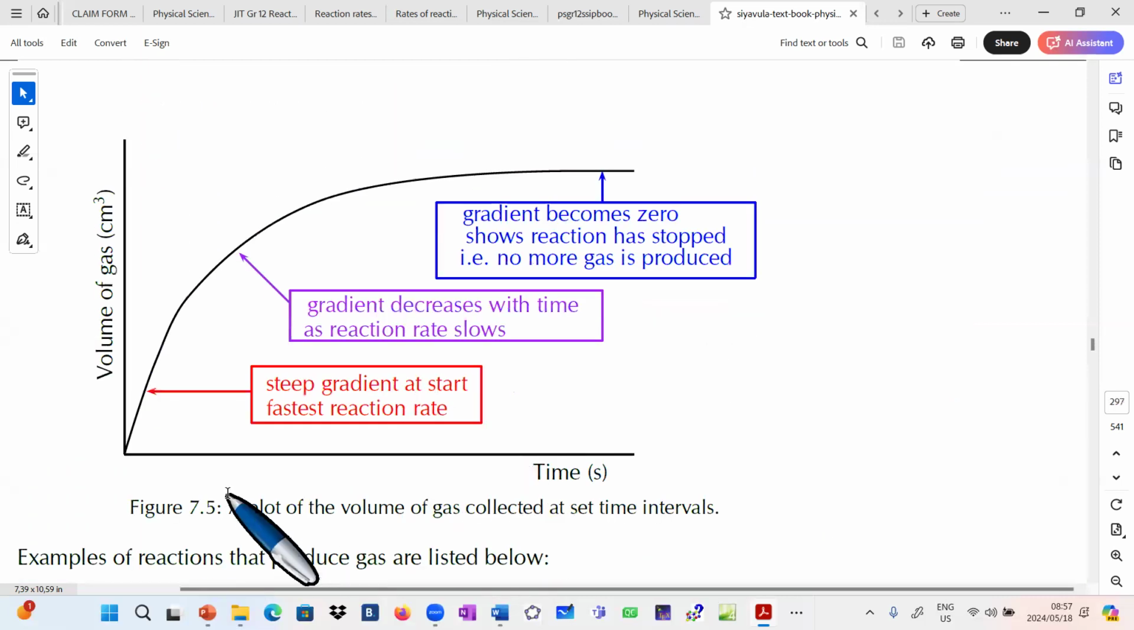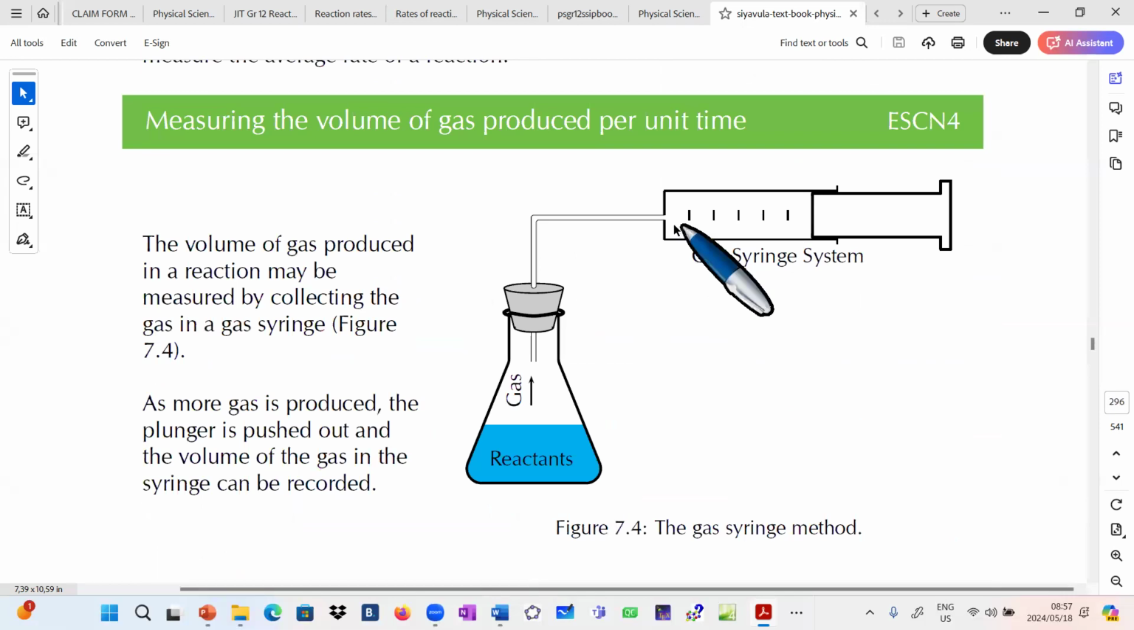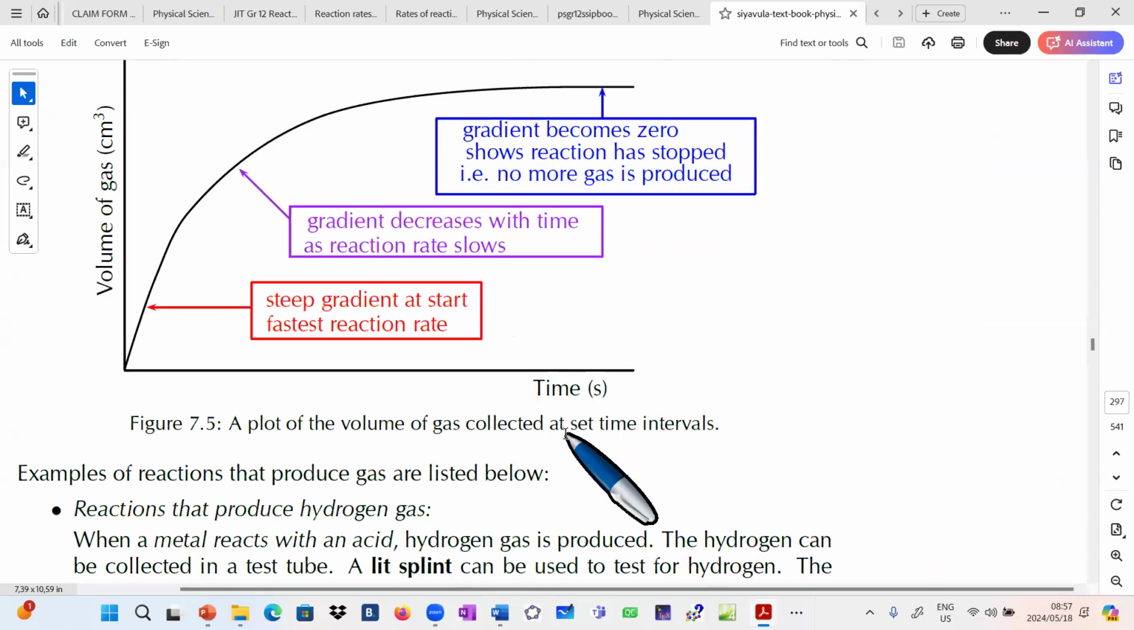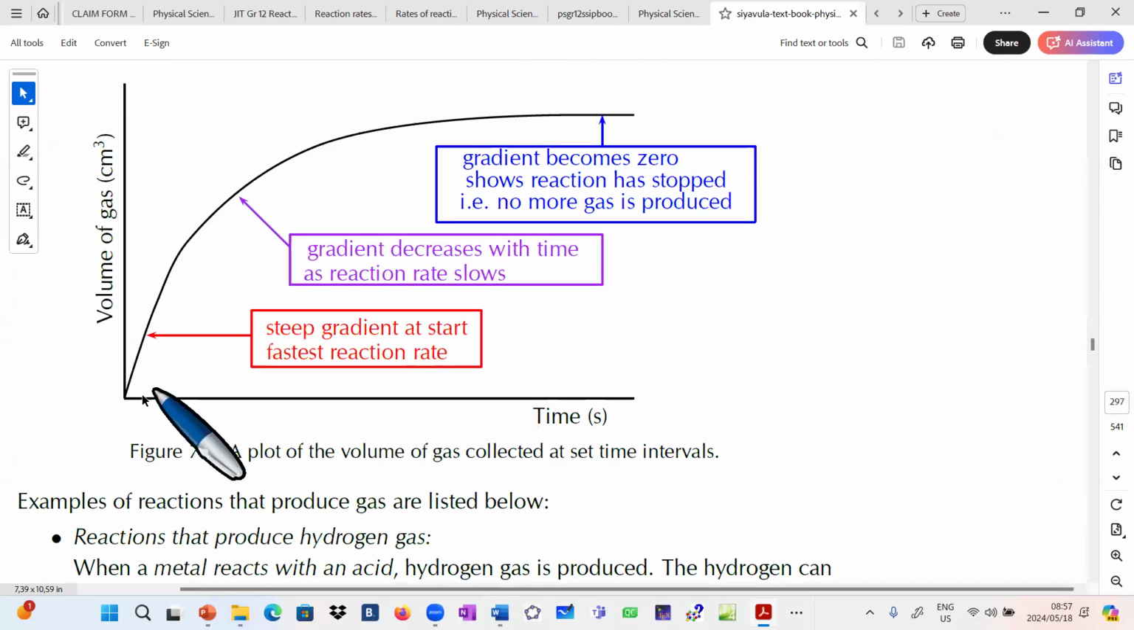Okay, so we can decide to measure the volume, and you can see that the volume was zero in the beginning when the plunger was further in here, and then the plunger starts moving back and is pushed out. When it is pushed out, we're able to record that in the beginning there was zero volume, zero time, and then the time started increasing. The volume was increasing when the plunger was pushed out, but also the time was increasing. As the time went, the volume also increased, and you have this kind of a graph here.